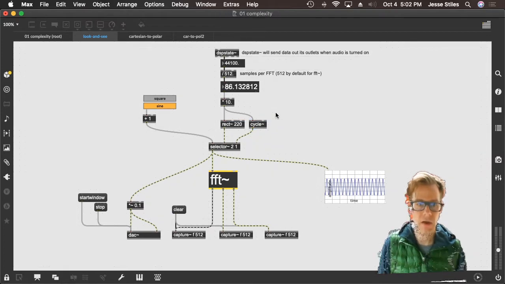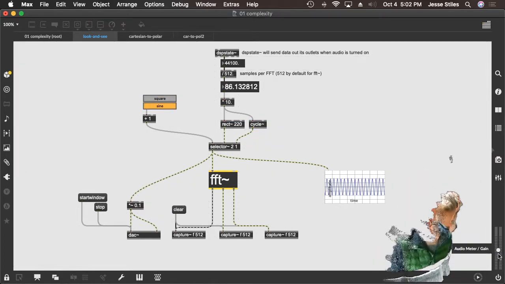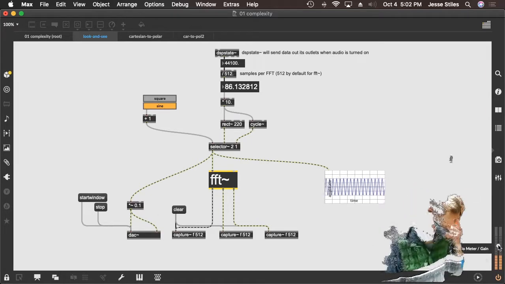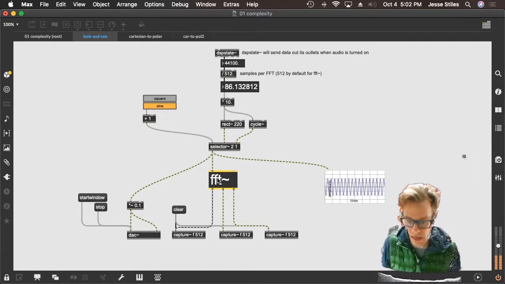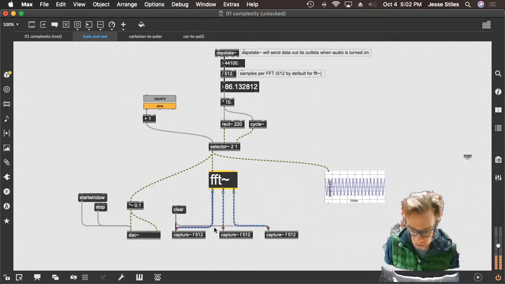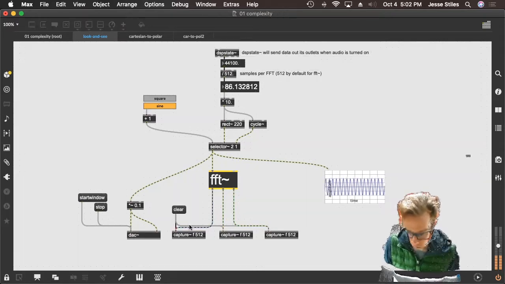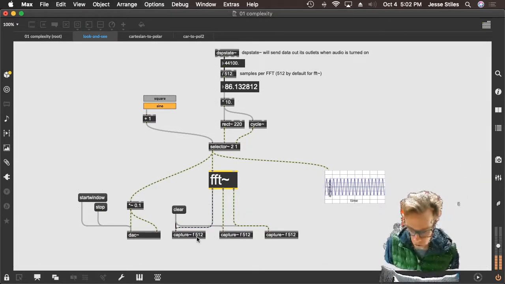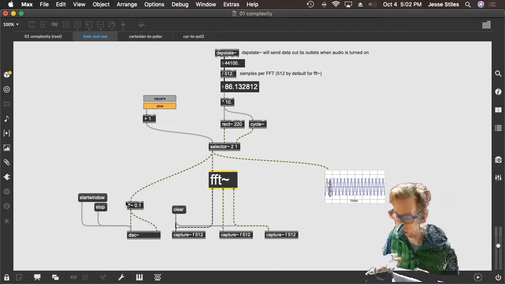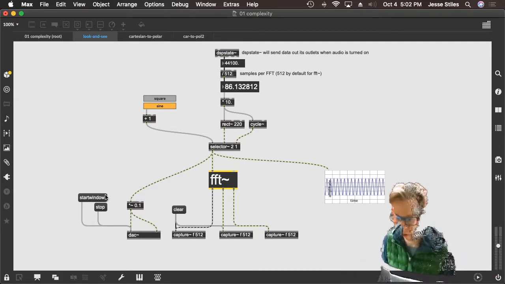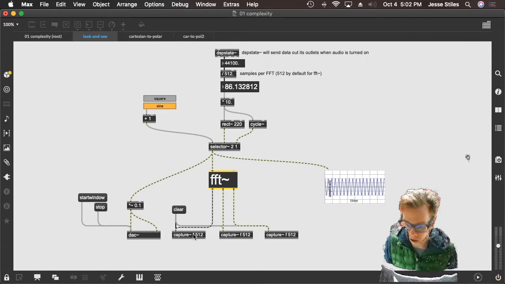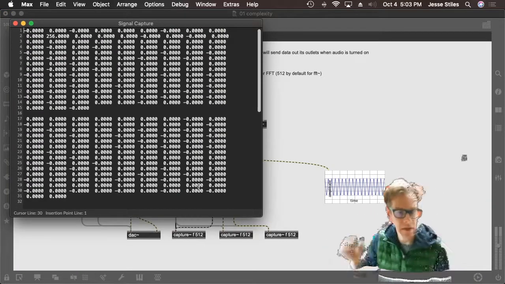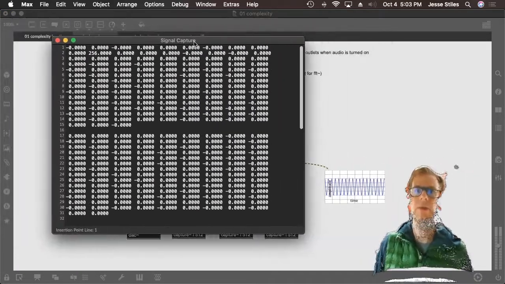So let's start off by looking at the sine wave. You can hear we've got this kind of high frequency sine wave. And I'm going to take the 3 outputs from FFT, and I'm going to use this object capture tilde so that we can look at the audio signal as a list of floating point numbers. So I'll say clear, and then I can double click on capture tilde, and we can see what we have captured.